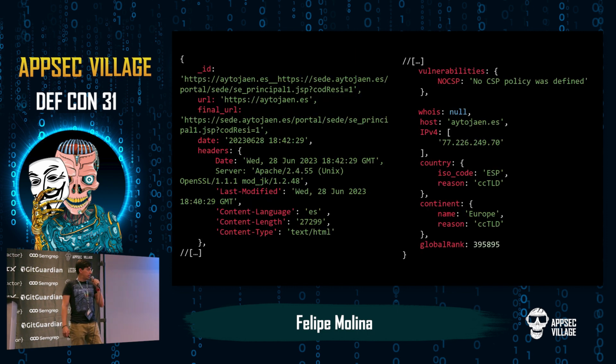Okay, this is how the data looks in the database. So you start with an ID, URL, and final URL, because you can be redirected multiple times. The headers that I gather, the vulnerabilities that I detected, in this case, no CSP was defined, and whois, host, IPv4, country, continent, and global rank of the site you are looking at.